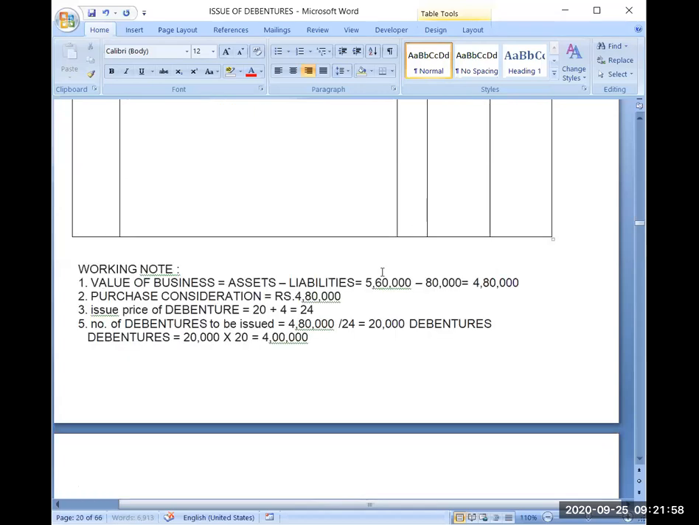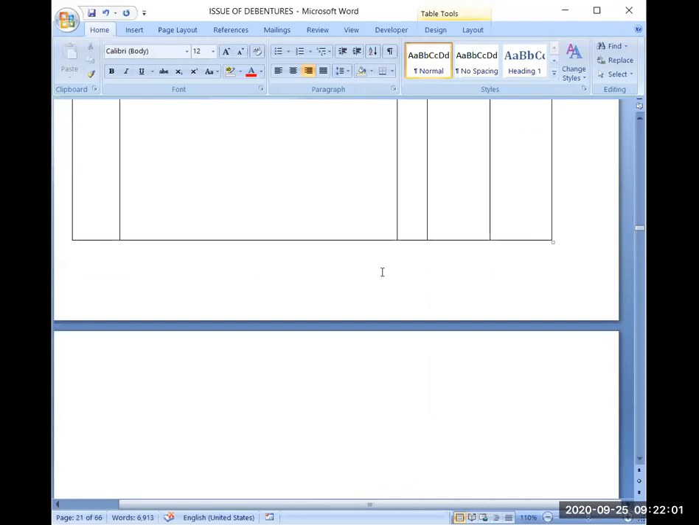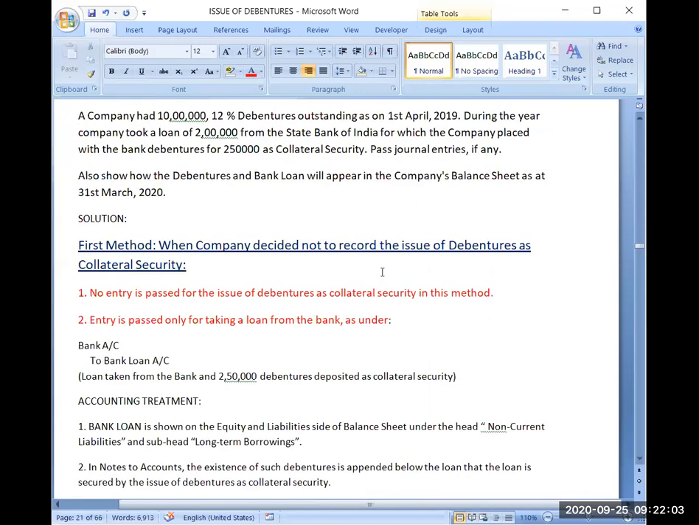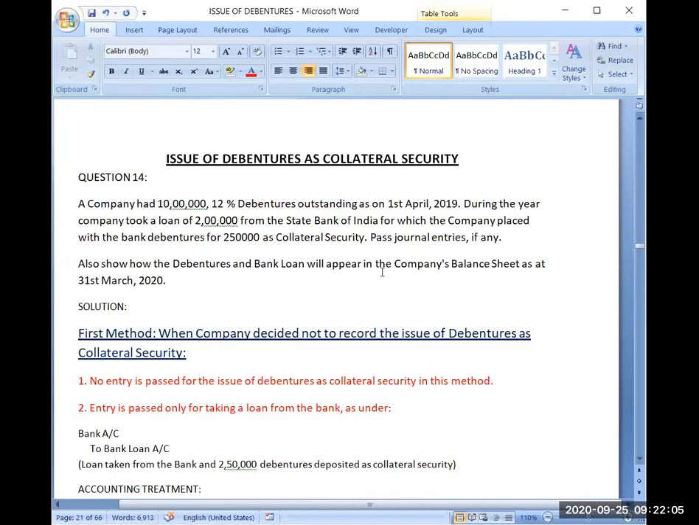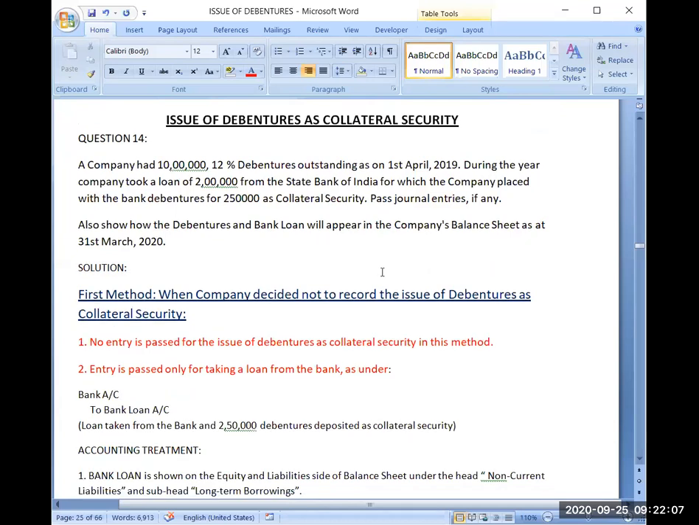Okay. Now coming to the next topic, issue of debentures as collateral security. Now what is the meaning of collateral security? First, it should be clear to you. Have you ever heard about this concept, collateral security?